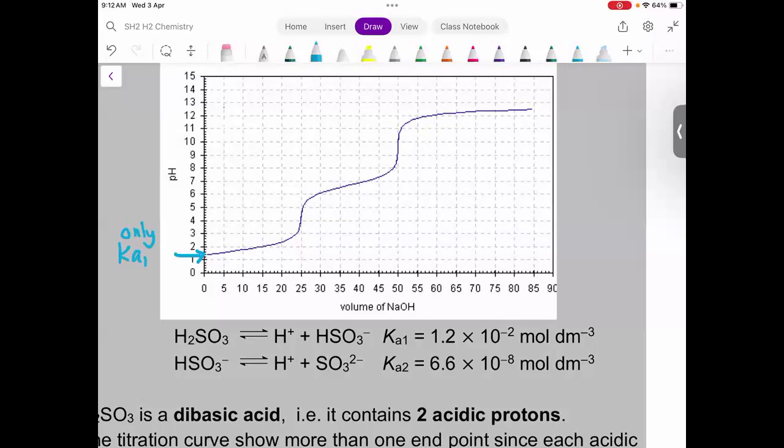Do you still remember why so? Yeah, Ka2 being the weaker acid will be suppressed by the Ka1 stronger acid. So contribution by Ka2 will be negligible for this initial pH. Ka2 is suppressed by Ka1.